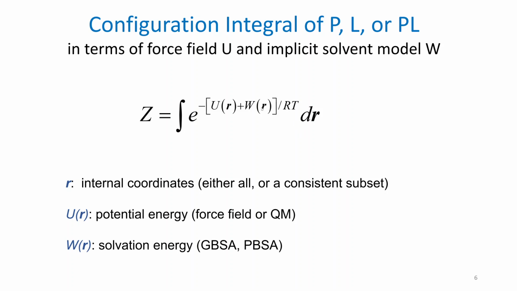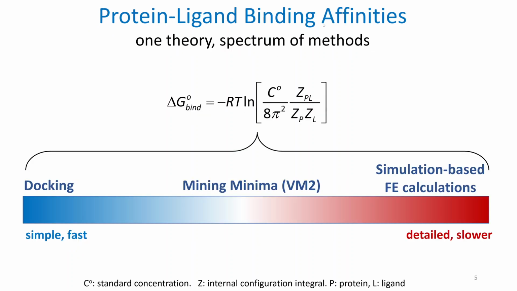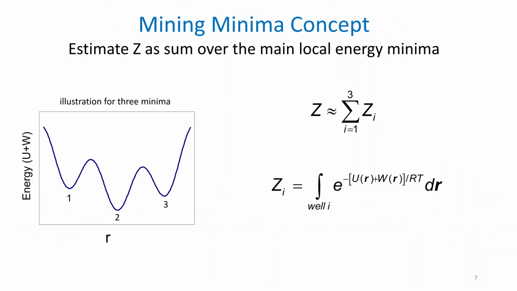And the basic property of this configuration integral is that the integrand is largest for low energy conformations. And so the more low energy conformations that the system has, the bigger the integral. And so going back to the prior equation, you can see that if the configuration integral for the complex is large relative to that for the protein times the ligand, you'll have a very large positive ratio here, and you'll end up getting a negative binding free energy, indicating that it's favorable, which makes sense because we're saying that the protein-ligand complex has more low energy conformations.